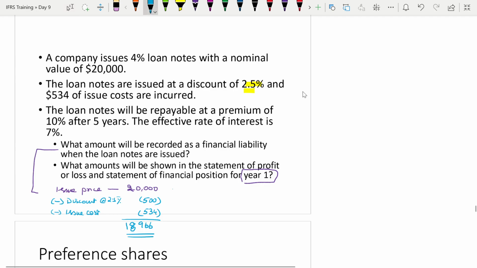Is that initial recognition? Is it right? IFRS doesn't say anything, IFRS says follow the rules, that's all. How much is the debit? Debit will be bank, 18,966. Credit will be how much? 20,000. And the difference?